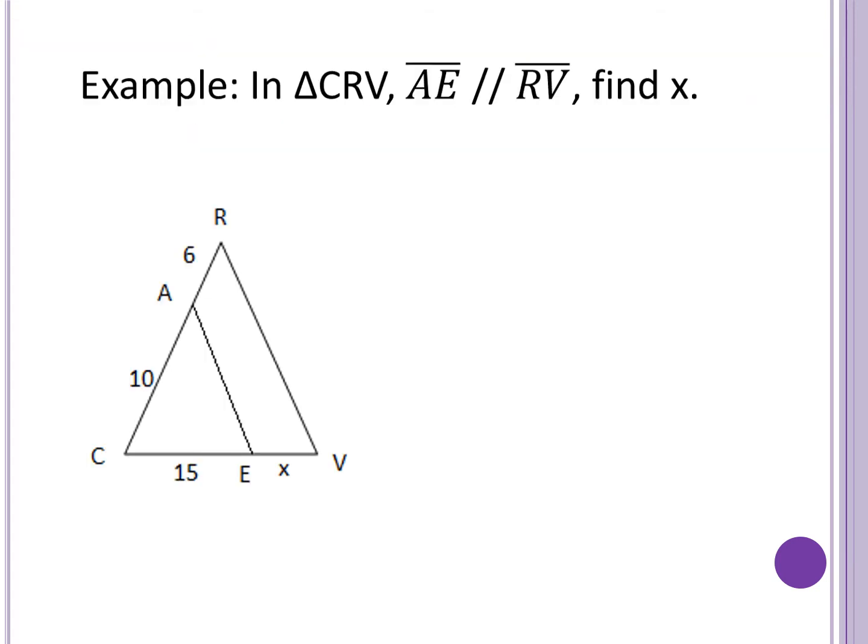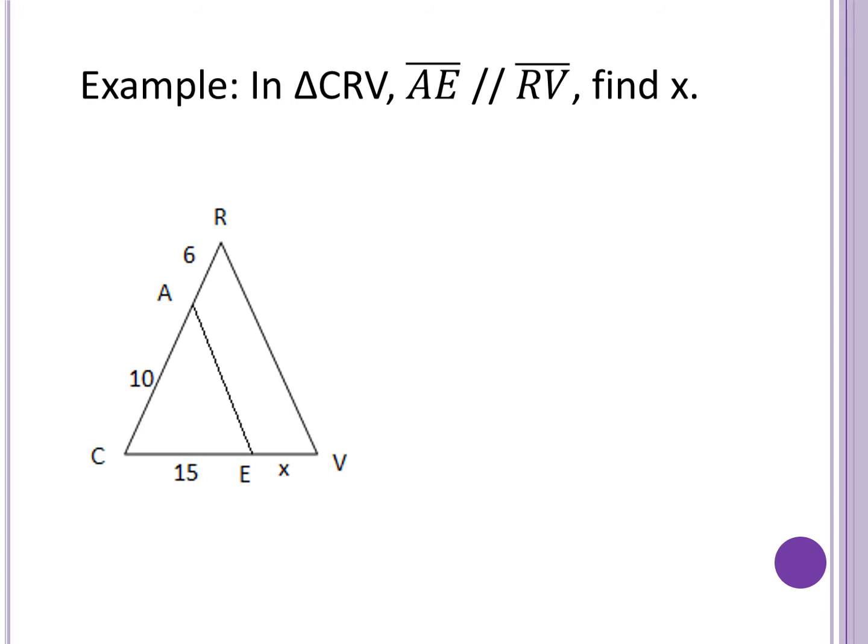Let's have an example. In triangle CRV, AE is parallel to RV. Find x. So as you can see, AE bisects side RC and side CV. And since it is parallel to the third side of the triangle, which is RV, we can say that the two sides, RC and CV, have been divided proportionally. We apply here the basic triangle proportionality theorem, or BTPT.